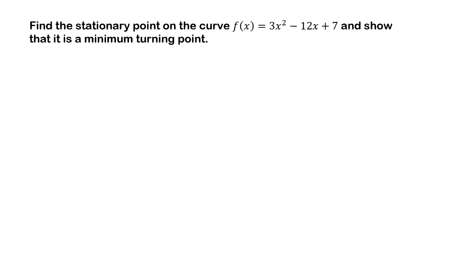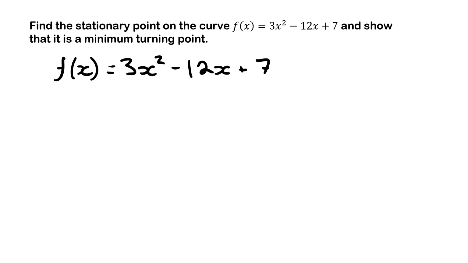Now our first question here is to find the stationary point of the curve 3x squared minus 12x plus 7 and show that it is a minimum turning point. To begin with, I like to write down our function. We do need to find the first and the second derivative here. So let's start with the first derivative. There we go.